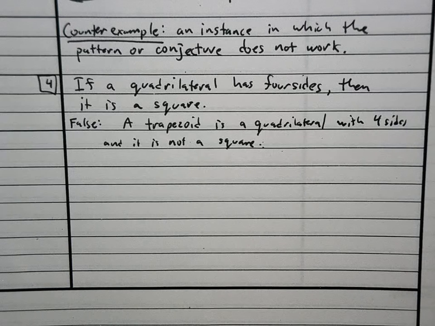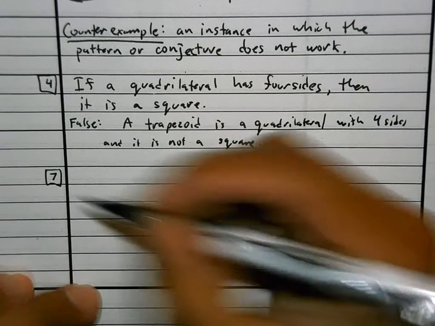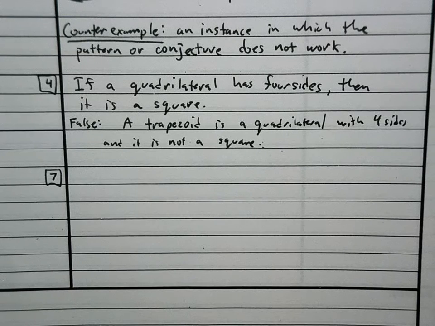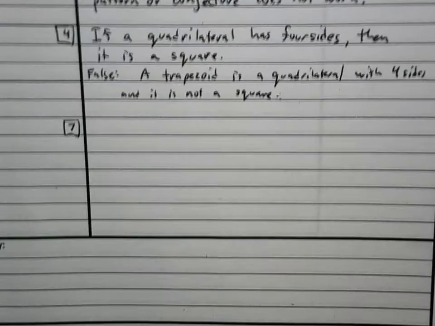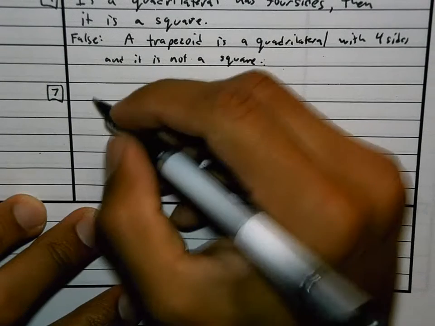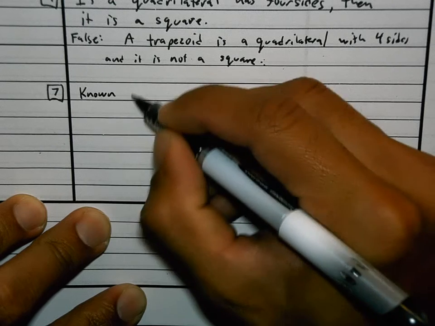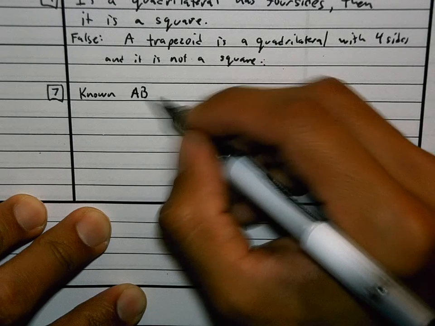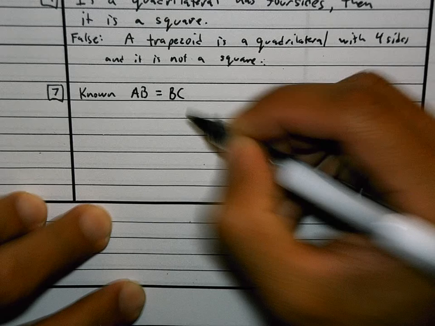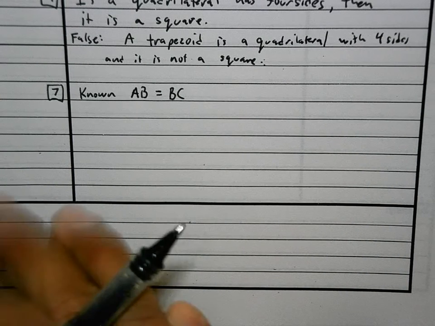The last one that I'm going to do with you is number 7. And this one's very difficult, which is why we're going to do it together. This is what number 7 says. AB is equal to BC. Known. AB is equal to BC.